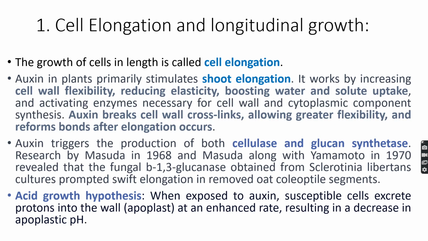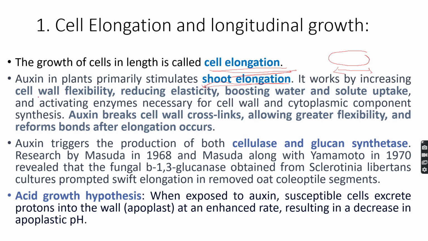The first role is cell elongation. Auxin has an important role in cell elongation. And what is cell elongation? When a cell is growing by its length, we call it cell elongation. And this is the reason why auxin is responsible for shoot elongation.